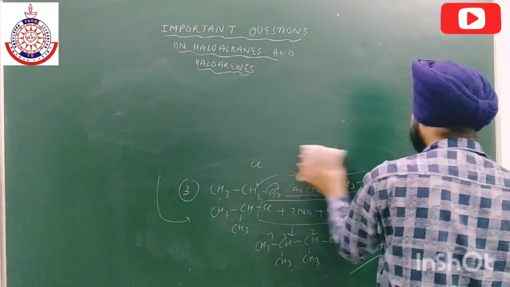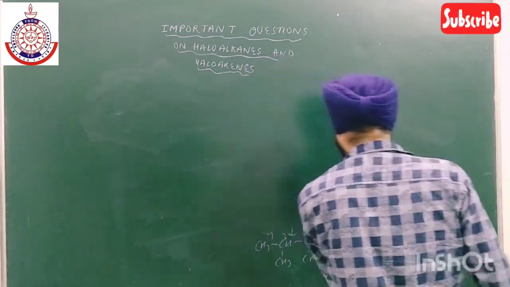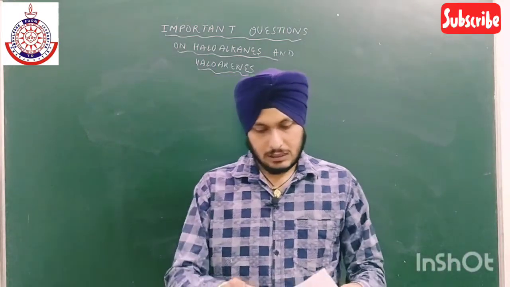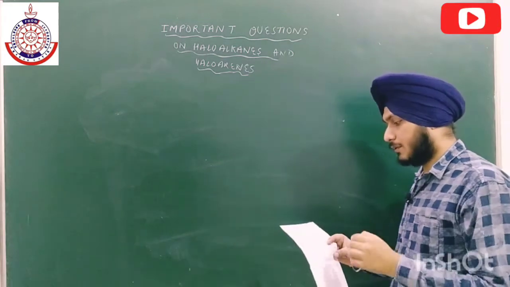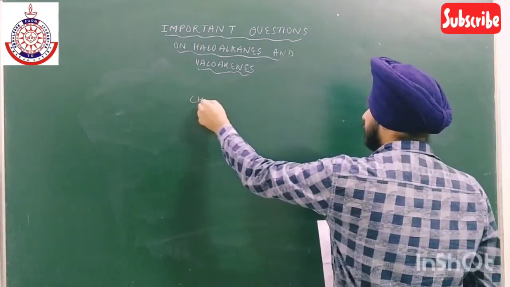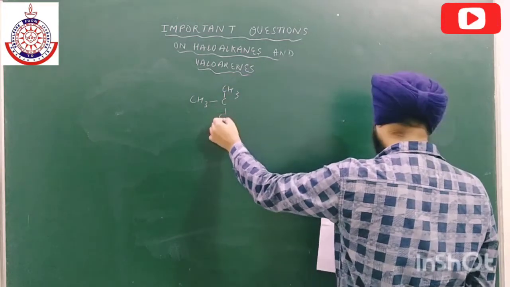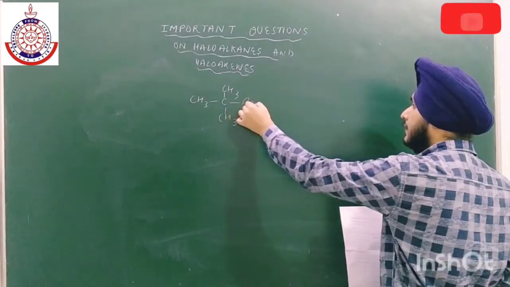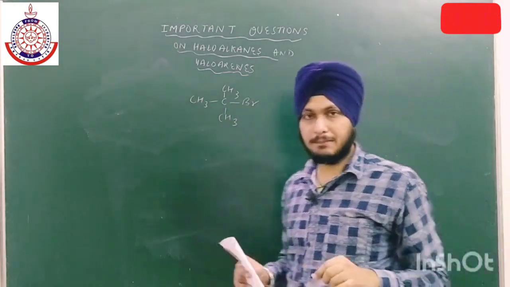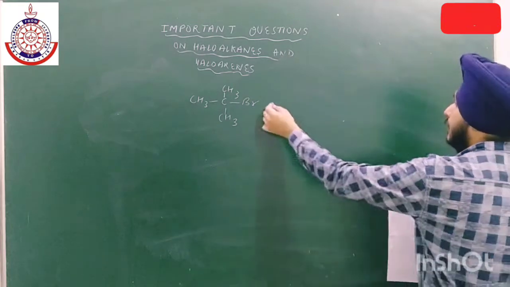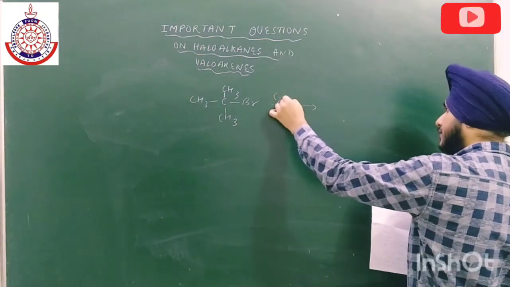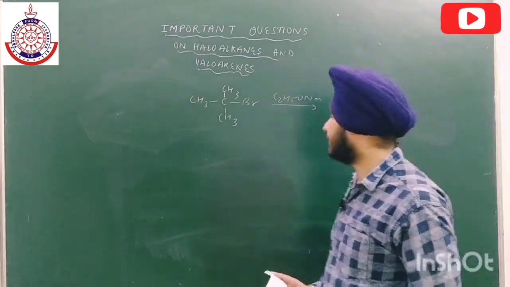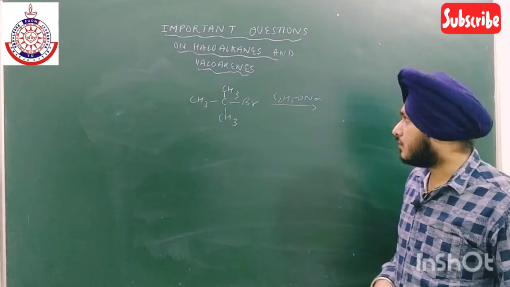Okay, next we have the 9th question. We have to write the structure of the product of this reaction. This is also a very important question, and it was asked in a medical exam, at that time PMT, AIPMT, and we have to react it with C2H5ONa, sodium ethoxide. Now what will be the product?